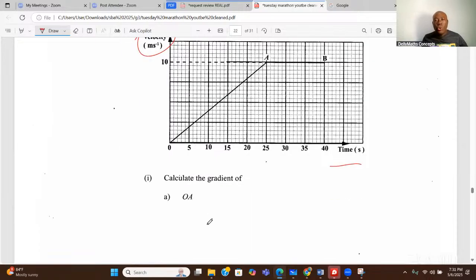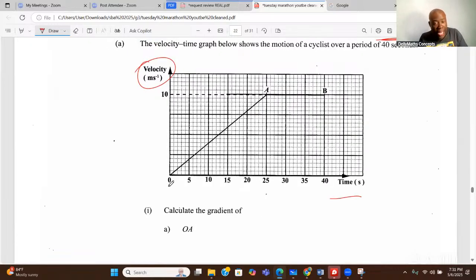Now, even if you have no clue about velocity and so on, you can do this at this moment. Find the gradient. I'm saying to you, even if you never saw the topic, you can find the gradient now because you learned how to find the gradient of a straight line in coordinate geometry. You could pick up this 0, 0 here. Tell me if you see that. And you see 25, 10 up here, as in the point A. So at O we have 0, 0.